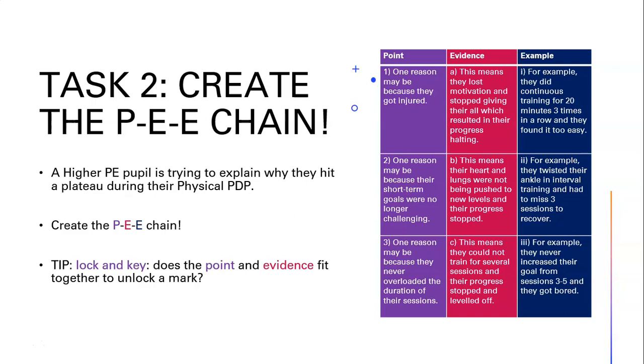The reason we do this is because you need to consider explain in regards to a lock and key. If the key does not fit the lock, i.e. the evidence does not fit the point, or the effect does not fit the cause, you will not get marks. The key must fit the lock in order to obtain marks. Pause the video now and try to link the point, evidence and example together to produce 3 model explain answers.